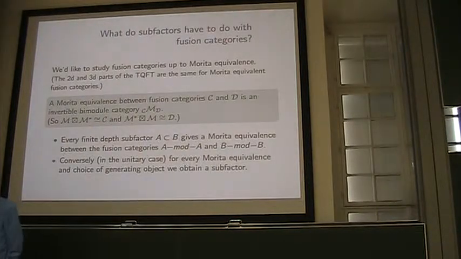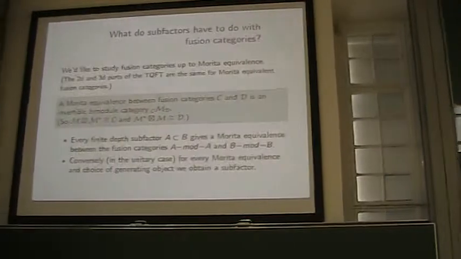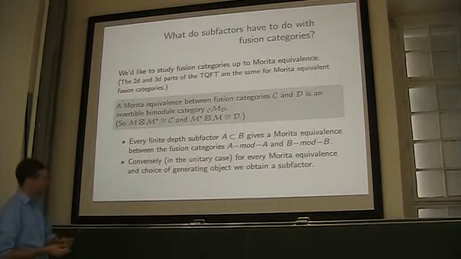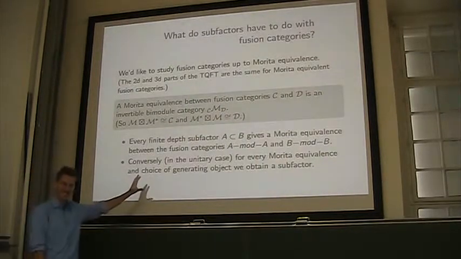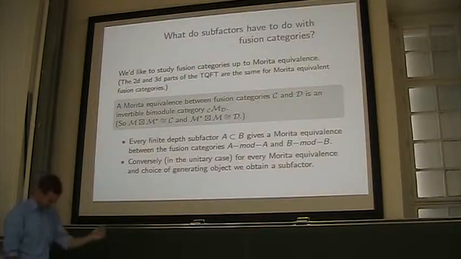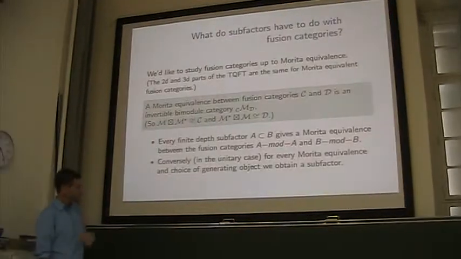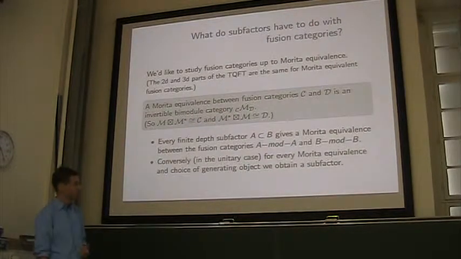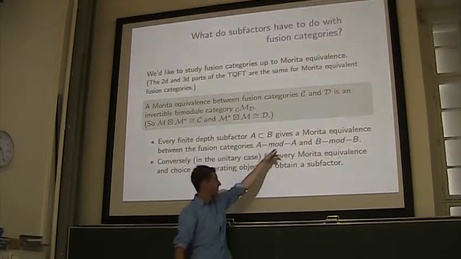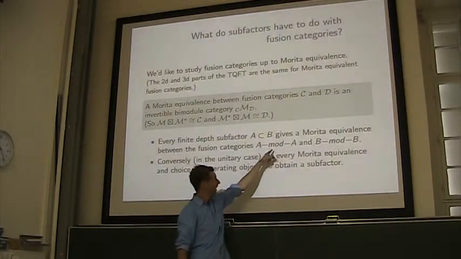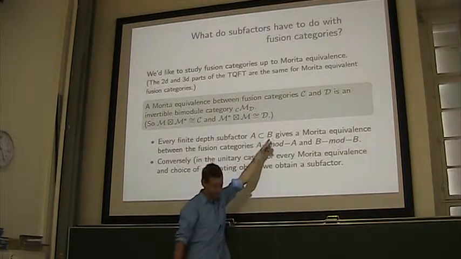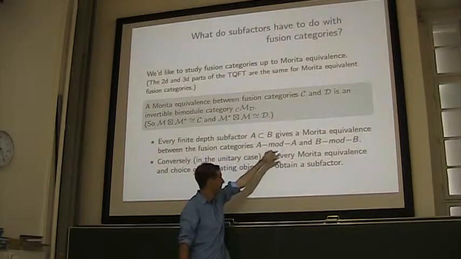Okay, so once we've said that, we can explain what on earth subfactors have to do with the subject. I'm not even going to say what a subfactor is, because in some sense this is almost a definition. First of all, given a finite depth subfactor, we obtain a Morita equivalence between two fusion categories. You can look at all of the A-A bimodules, where A is some von Neumann algebra, and I don't really mean all of the A-A bimodules, but all of the A-A bimodules that you can build using B in some kind of simple sense.